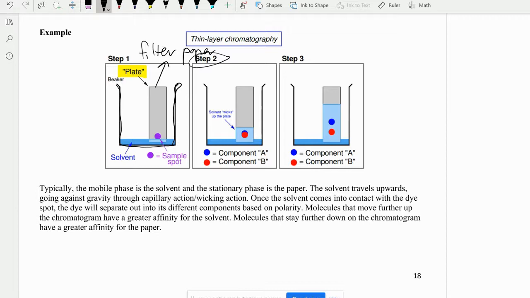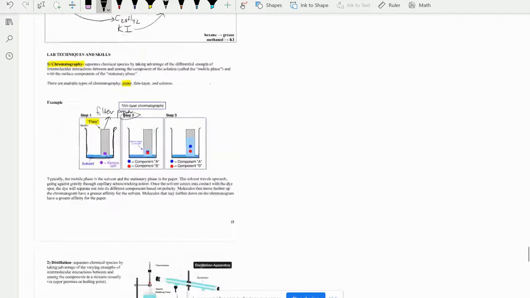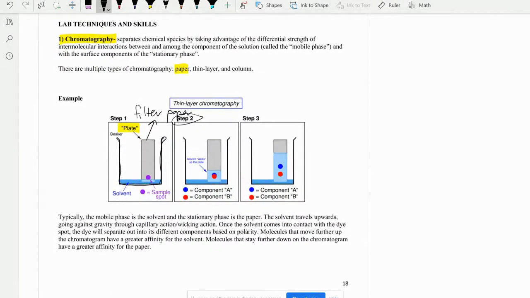What you should notice is that the dye or that spot is going to separate out into its different components, and it's going to do so based on polarity. As the solvent continues to travel up the chromatogram, the molecules that move further up are going to have a greater affinity for the solvent itself, the mobile phase. Whereas molecules that stay further down on the chromatogram are said to have a greater affinity to the actual paper itself.